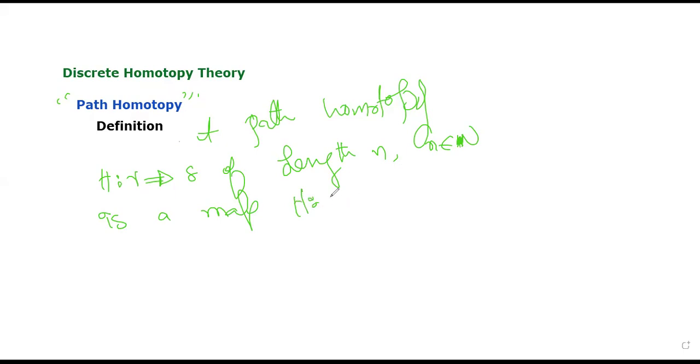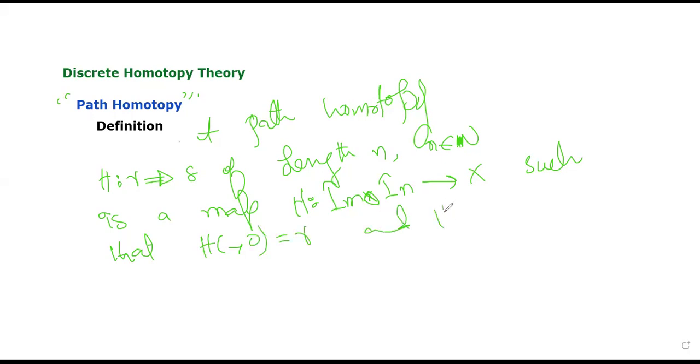H is a map from Im box product with In to X such that H(-, 0) gives us gamma, and H(-, n) is equal to sigma for all i belongs to Im. Okay, so this is the definition of path homotopy from gamma to sigma.